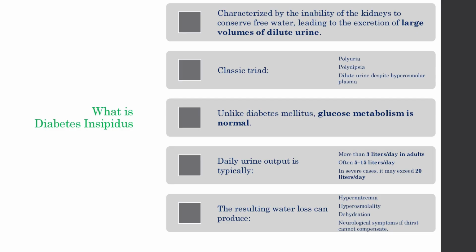Daily urine output is typically more than 3 liters per day in adults, often 5 to 15 liters per day. In severe cases, it may exceed 20 liters per day. The resulting water loss can produce hypernatremia, hyperosmolality, dehydration, and neurological symptoms if thirst cannot compensate.